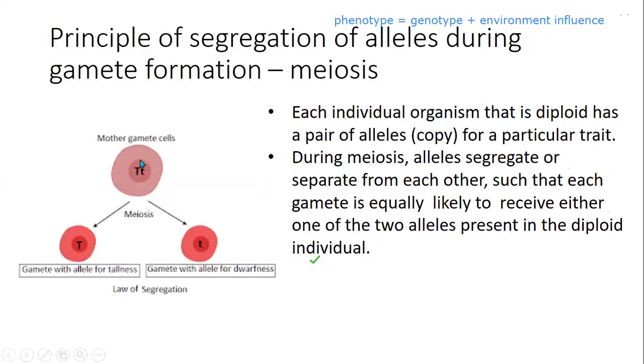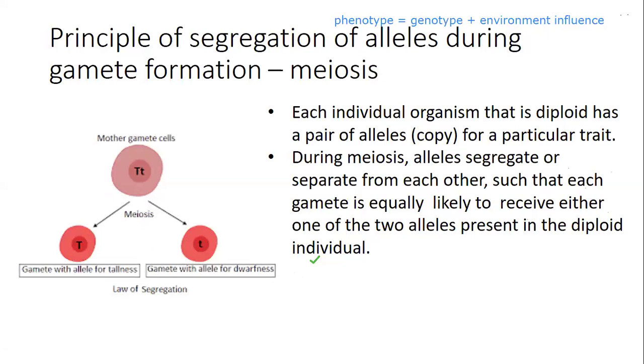Now this is for the gene maybe of height. When meiosis takes place, the two alleles that control height must separate, and each goes its separate way into a gamete. You will not have both capital T and small t in one gamete while the other is empty. Instead, you have small t in one and capital T in the other. So this is what we call the segregation of alleles.